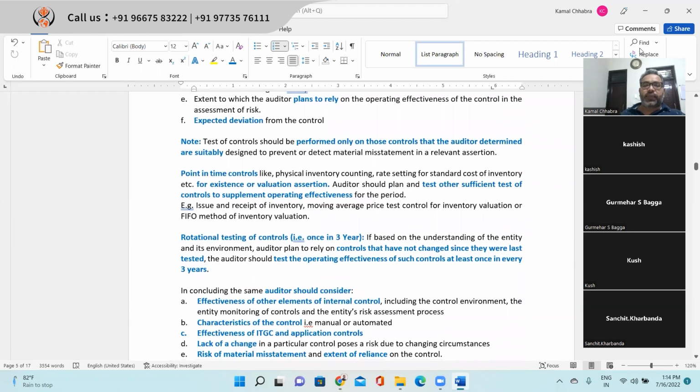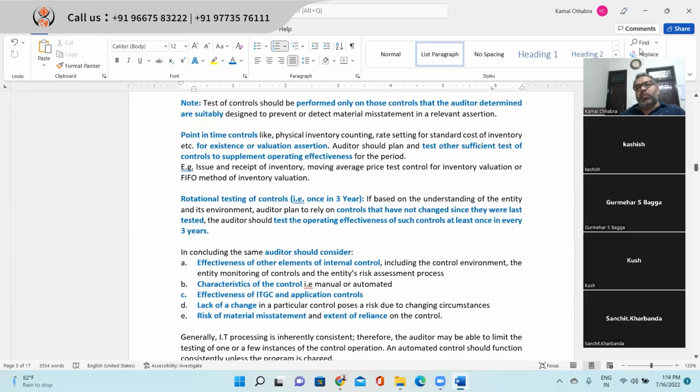Note over here is test of control should be performed only on those controls that the auditor determines are suitably designed to prevent or detect the material misstatement in the relevant assertion. So you are not testing all controls. You will be testing only and only the key controls which are relevant to prevent and detect the material misstatement for the relevant assertions. Make sense? This we have discussed many a time. You won't be testing anything which is not material to the financial statement. You'll be testing only those things which are material to the financial statement.